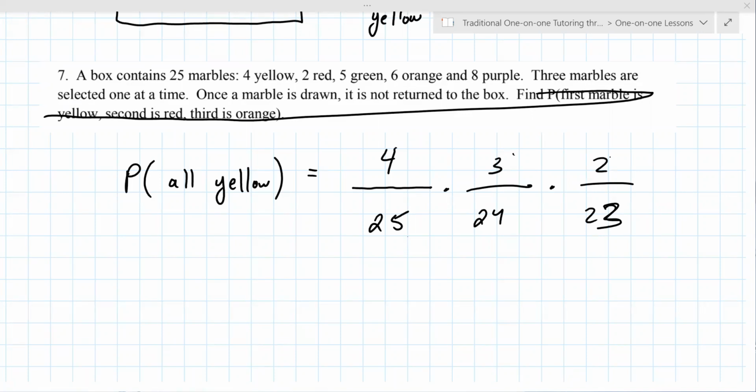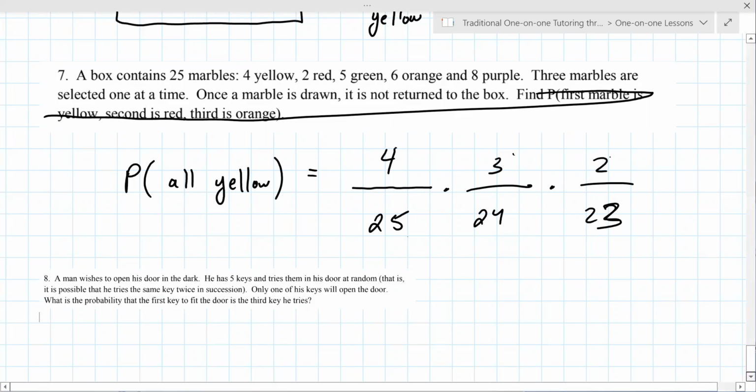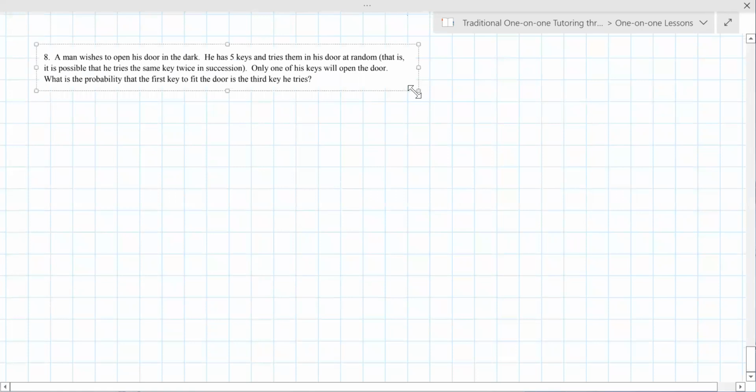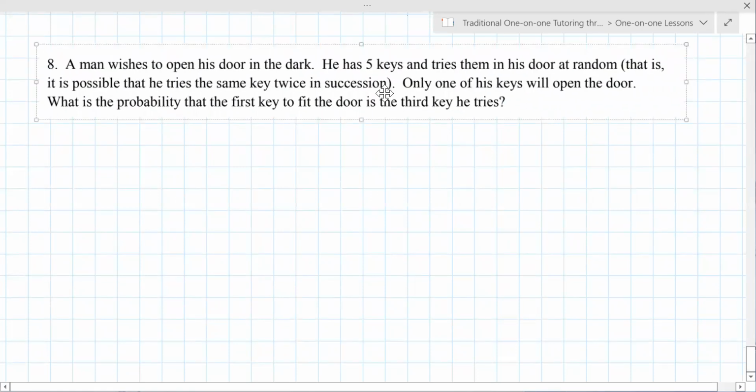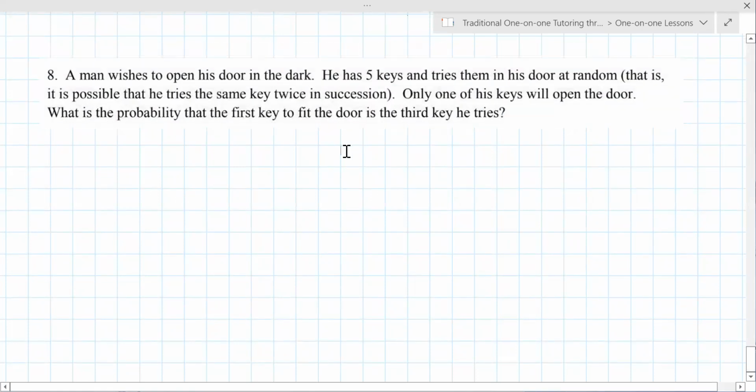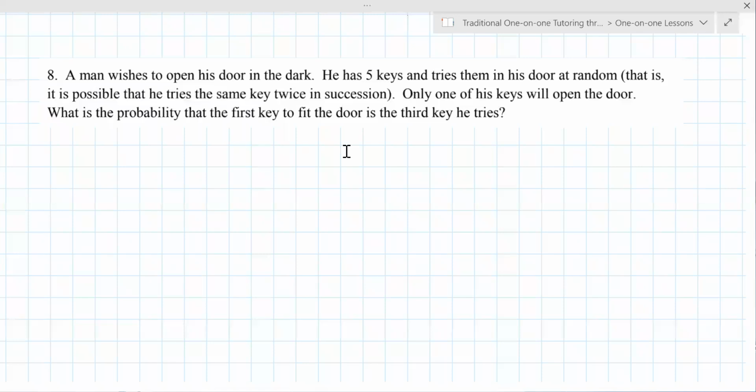All right, next question here is kind of like a password type question, or a gate or a door question. A man wishes to open his door in the dark. He has 5 keys and tries them in his door at random. That is, it is possible he tries the same key twice in succession. Only one of his keys will open the door. What is the probability that the first key to fit the door is the third key he tries? Okay.